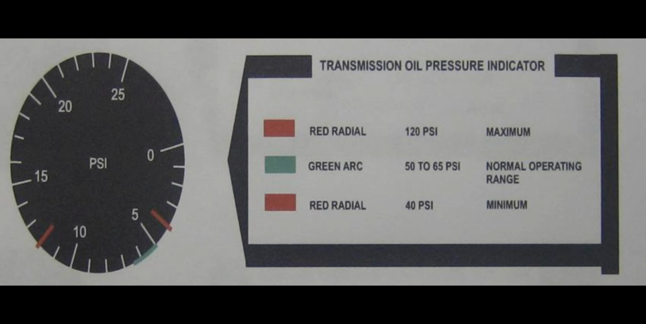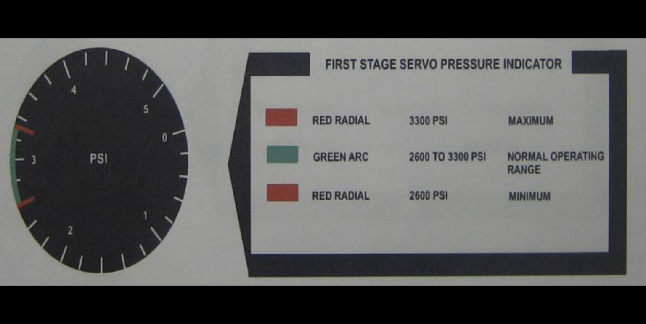Transmission oil pressure indicator. Maximum 120 psi, red radial line. Normal operating range 50 to 65 psi, green arc. Minimum 40 psi, red radial line. First stage servo pressure indicator. Maximum 3,300 psi, red radial line. Normal operating range 2,600 to 3,300 psi, green arc. Minimum 2,600 psi, red radial line.